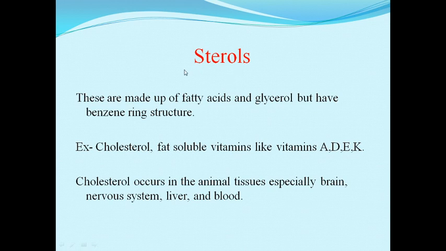Next, moving on to the sterols. These are not made up of fatty acid and glycerol but have a benzoin ring structure. Cholesterol and fat soluble vitamins like A, D, E, K are examples of sterols. We will call them steroids also. Cholesterol occurs in animal tissue, especially brain, nervous system, liver and blood.